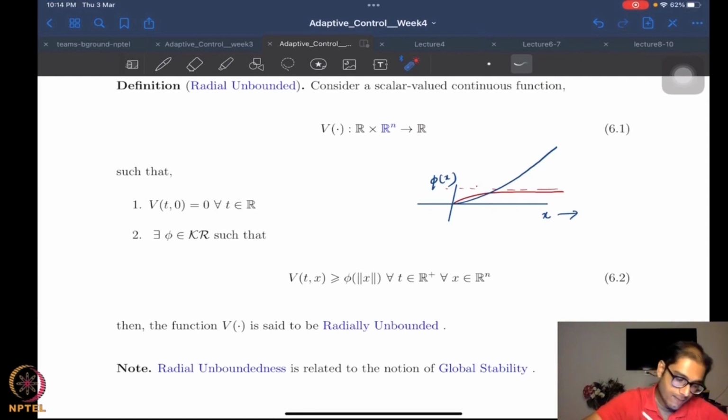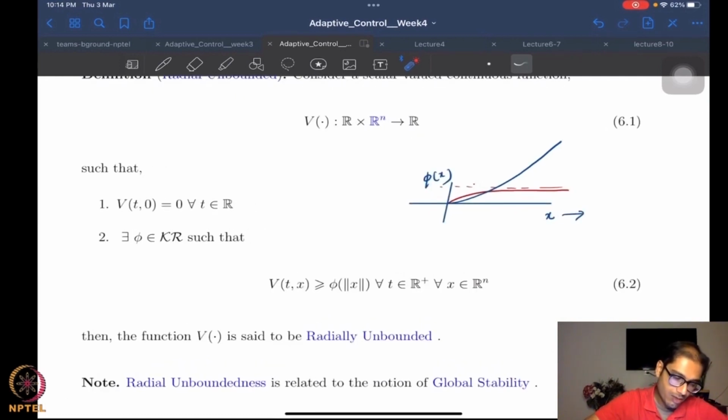However, notice that just like before, we do not require V to be a continuously increasing function, whereas a class K-infinity function is of course always increasing, always strictly increasing, right?